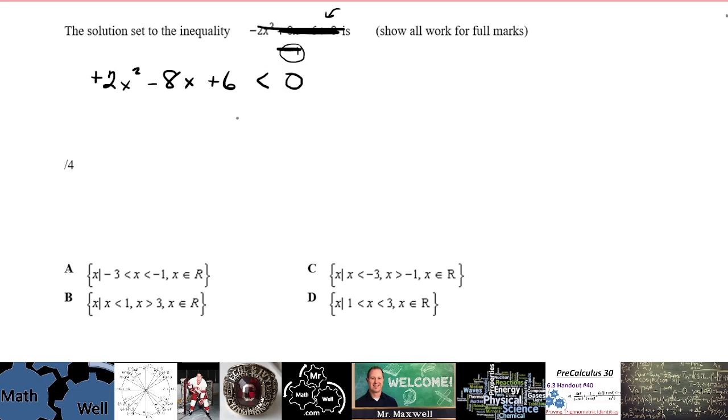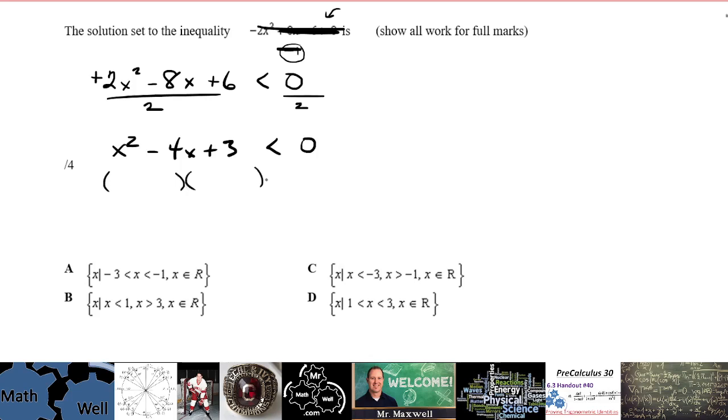Another good idea is to divide both sides of this inequality by 2. That's a great idea to simplify this even further. When you divide or multiply by a positive number, you do not flip the inequality. So this is just x squared minus 4x plus 3 is less than 0. 0 divided by 2 is still 0. So this is a very manageable expression now, right? We can factor this, is what you're going to want to do.